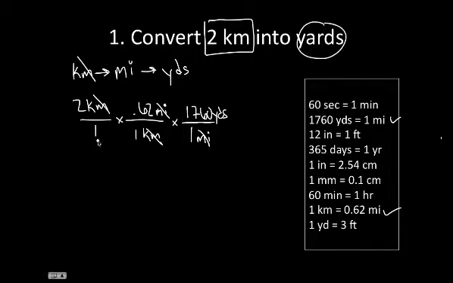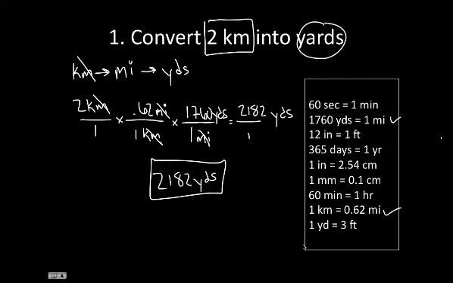And when I take everything on the bottom, 1 times 1 times 1, and know that there's no unit, I just get 1 on the bottom. So even if I wanted to write that, I'd have a 1. And when I take everything on the top, 2 times 0.62 times 1760, I'm going to get 2182 and carry through my unit. Nothing, nothing, nothing. Up here's the yards. And 2182 divided by 1 is simply 2182 yards. This is my final answer.